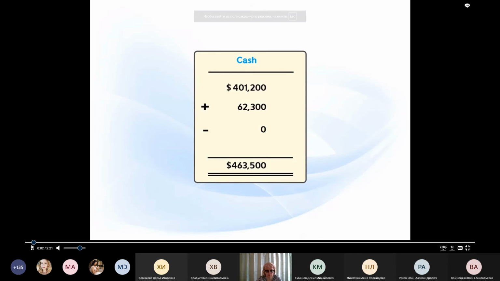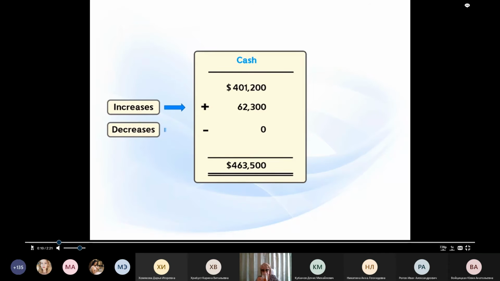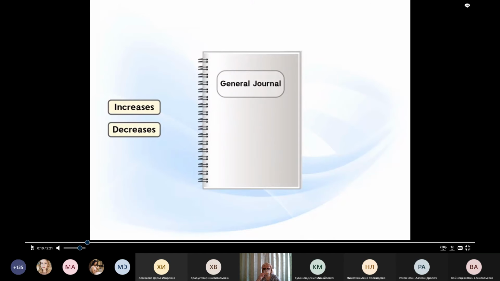Our original approach to transaction analysis, illustrated here by just showing a cash column, included using increases, represented by plus signs, and decreases, represented by minus signs, to show how a transaction affected an account. Let's take a look at how accountants actually record increases and decreases in the company's books.